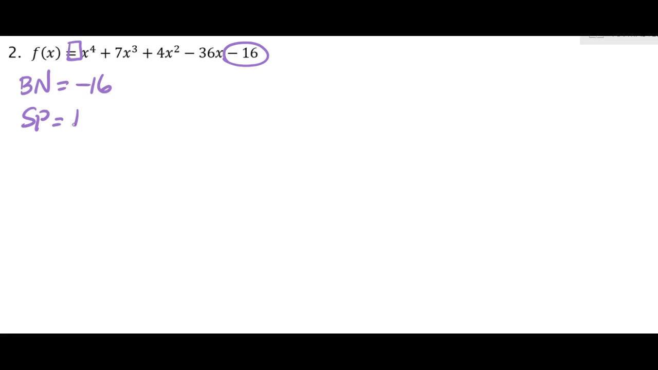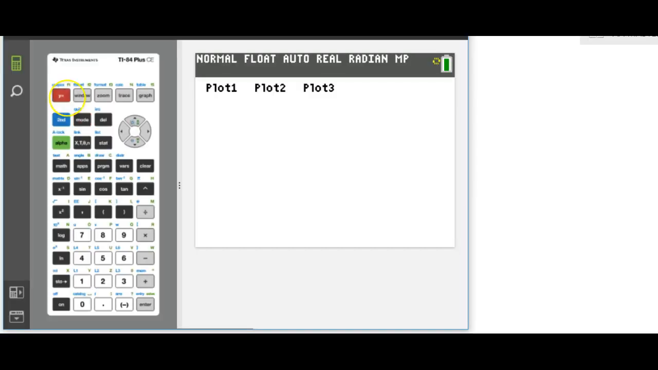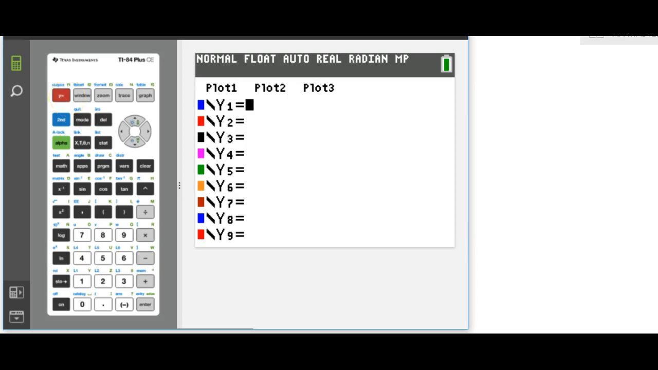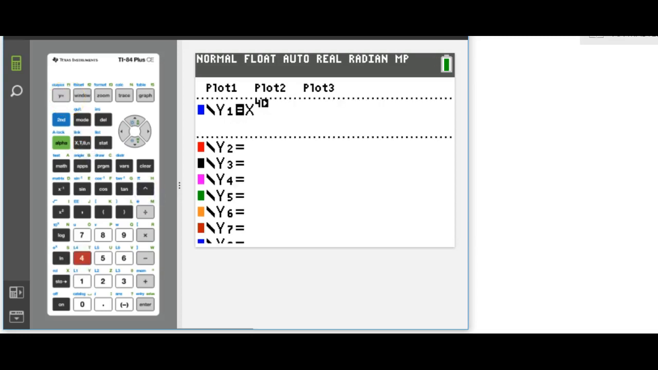So now at this point, what I'm going to do is type my function into my calculator, and then use my table to figure out where my zeros are. So let's go to the calculator. I'm going to Y equals, and I need to type in my problem here. So x to the 4th. Make sure you arrow down out of the exponent. Plus 7x cubed, arrow down, plus 4x squared, minus 36x, minus 16. So that's always good to get that done first.